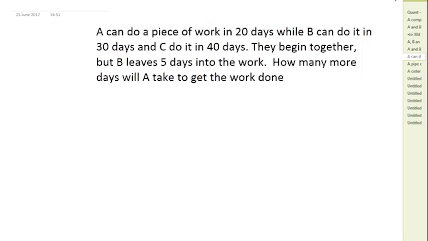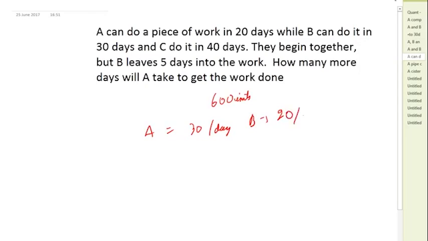I will slowly start writing the answer here. A and B can do it in 20 days, B in 30, and C in 40. So overall, let's say 600 units of work are to be done. So A's speed is 30 per day, B is at 20 per day, and C does it at 15 per day, right?